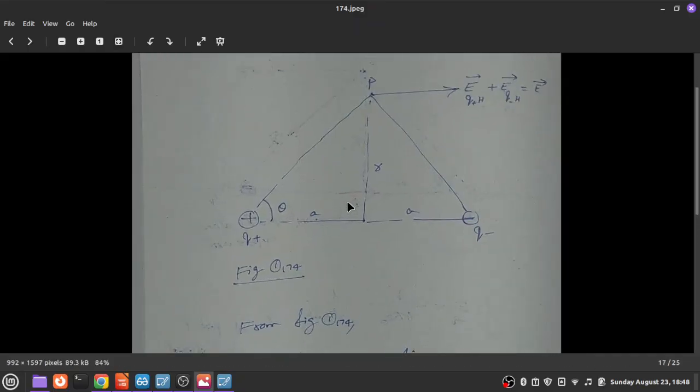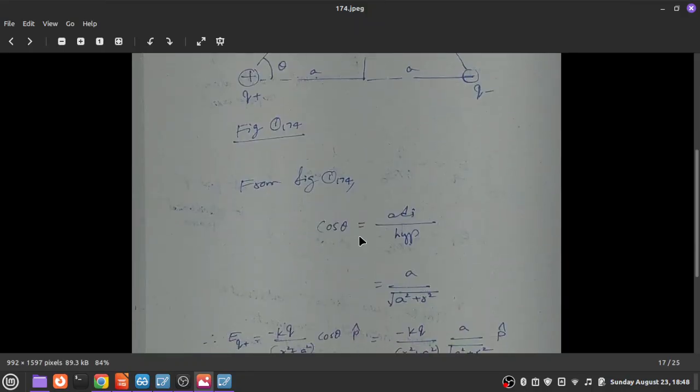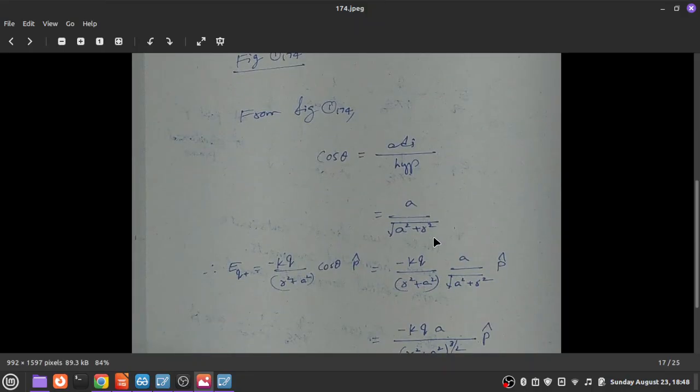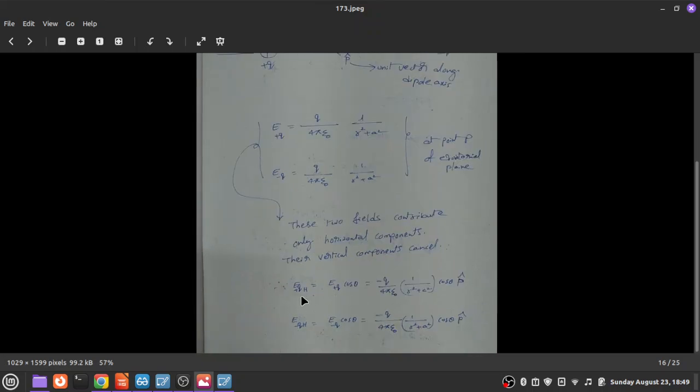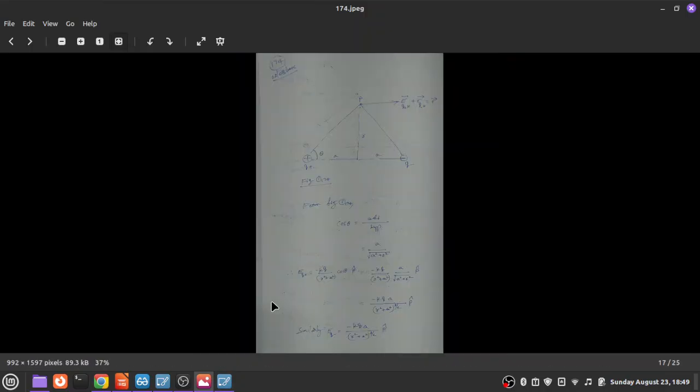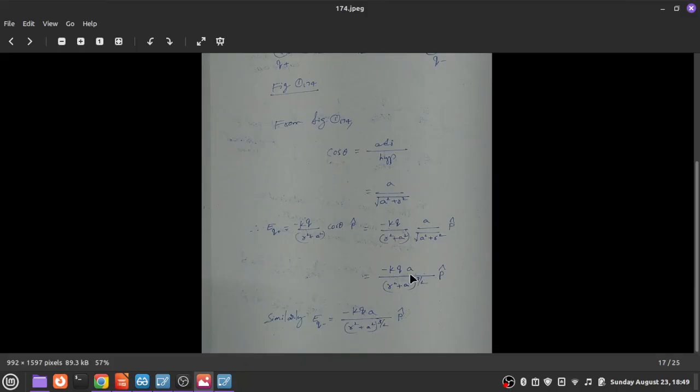And again from this diagram, cos theta can be found. If you consider this right angle triangle, cos theta is equal to adjacent side by hypotenuse. The hypotenuse was just now found to be root of a square plus r square. Therefore, cos theta is equal to a by root of a square plus r square. So the previous formulas become E_QH plus equal to E_Q cos theta, and E_QH minus equal to minus E_Q cos theta. In both cases you are finding cos theta. The cos theta expression is now found and substituted here. Therefore, this is the formula.